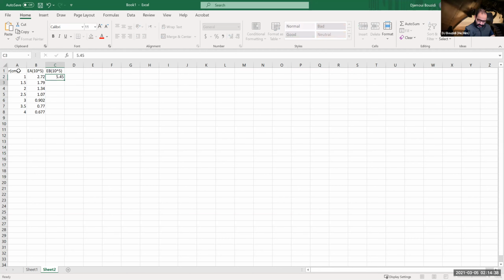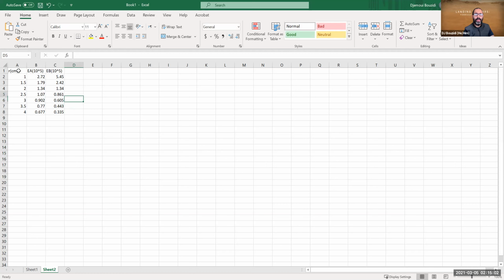Again, it's dropping 5.45, 2.42, 1.34. Wow, this number repeats. It's the same number in here too, man. Okay. Don't read much into it, okay, for data, okay? So sometimes this happens. 0.605 and 0.443. There are also 3 sig figs in all of these measurements for the electric field.